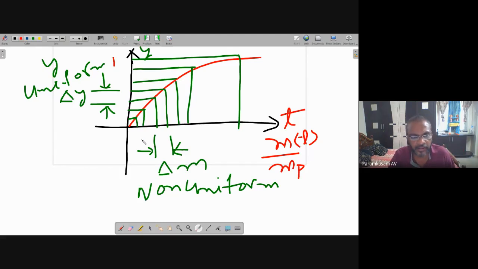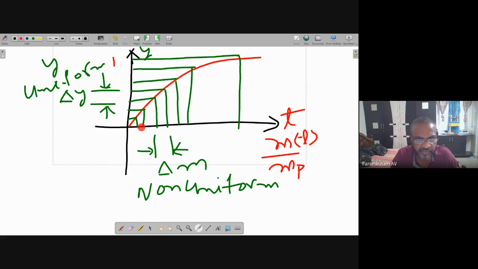You see here, y scale is uniform. If you consider uniform, see for this interval, the x-axis interval is very large. For the same interval of y, in the bottom, the x-axis interval is very less. So that means in the x-axis, that is message signal, intervals are not uniform. So that's why you will get a non-uniform quantization.